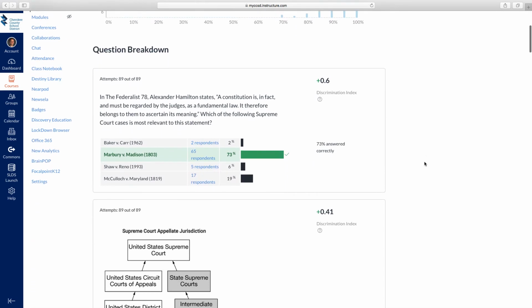All right, first one. In the Federalist 78, Alexander Hamilton states, "A constitution is in fact, and must be regarded by the judges, as a fundamental law. It therefore belongs to them to ascertain its meaning." Which of the following Supreme Court cases is most relevant to this statement? It's Marbury versus Madison, right? So as judges are considering the Constitution, they're the ones that are going to review it. They're the ones that take a look at the Constitution closely, right? Well, what does that connect with? That connects with Marbury versus Madison. Why? Because judicial review, right? You're reviewing laws for their constitutionality. So the correct answer on this was Marbury versus Madison.